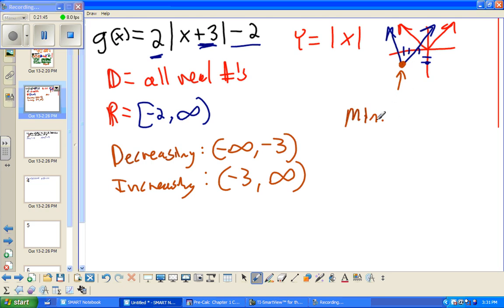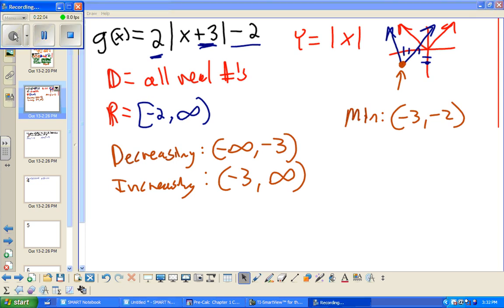So that's a minimum. When I talk about the minimums, I would write all of them down. In this case, there's only one, and so I would write down its coordinate points, -3, -2. That's the minimum. That's the extrema that it has, that one point.